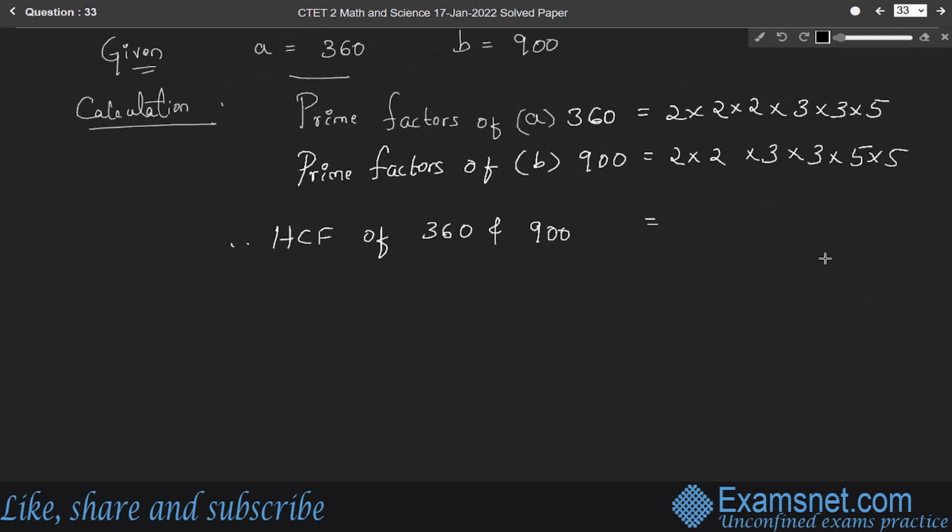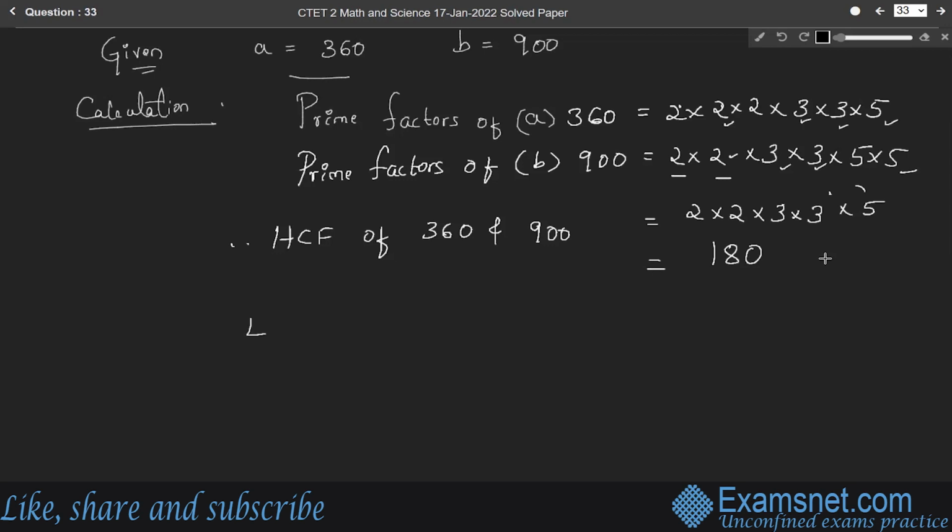Highest common factor. So 2 and 2 are common here. Then another 2 here, in 900 there is no 2. So 3 and 3 are common. One more 3 and 3. Therefore it is 2 into 2 into 3 into 3 and 5 is common, so into 5. Therefore HCF of 360 and 900 is equal to 180. Right? So 5 into 3, 15, 15 into 2, 30, 30 into 2, 60, 60 into 3, 180.